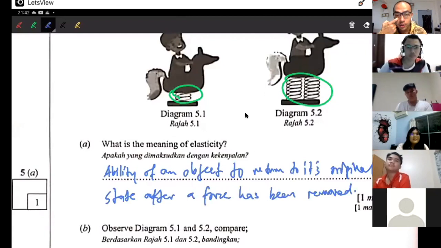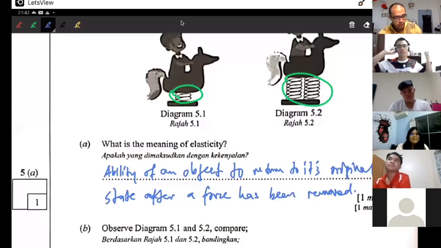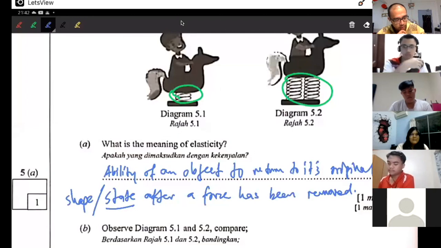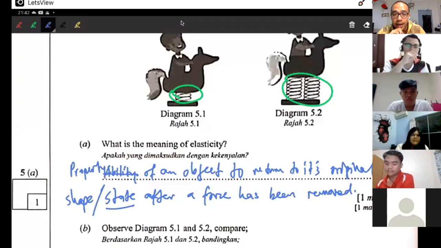Ability of an object to return to its original shape after the force is removed. Okay, so Jeremy's answer is almost the same as mine. State, shape pun boleh lah. Okay, let me check the marking scheme. Marking scheme cakap property or tendency of a matter. Oh yeah lah, actually you're right. Maybe property is a better word. Property of an object to return to its original size and shape when the forces that are acting on it are removed. Yeah, maybe property is a better word.